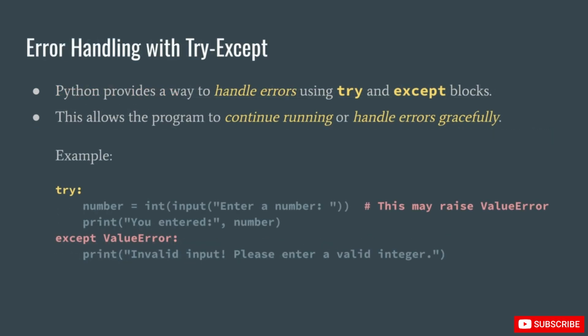Python allows you to handle errors gracefully using try and except blocks. This lets the program continue running even if an error occurs. In this example, we're trying to convert the user's input to an integer. If the user enters something that isn't a valid number, like a string, a value error will be raised, and the program will catch it in the except block, displaying a friendly error message instead of crashing.